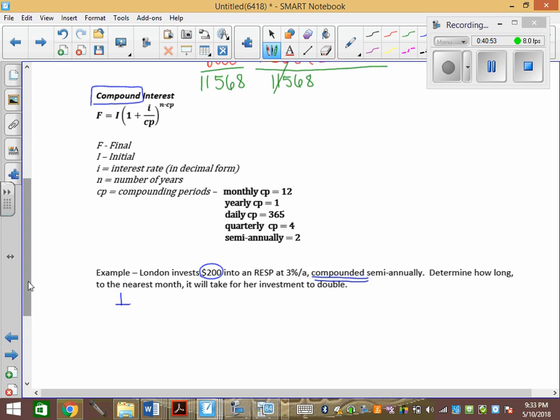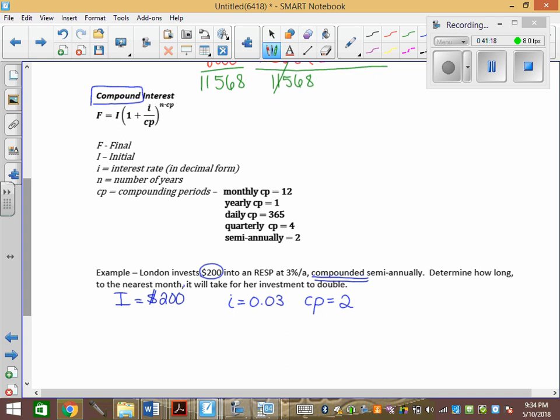So we have London invests $200. So that's my I. In an RESP at 3% per annum, means per year. I have to have it in decimal form. Compounded semi-annually, so CP is 2. Remember, if it's monthly, it's 12. If it's yearly, it's 1. If it's daily, it's 365. Quarterly, 4. Semi-annually, 2. It's how many times per year.